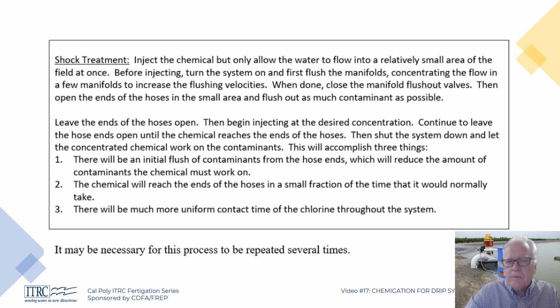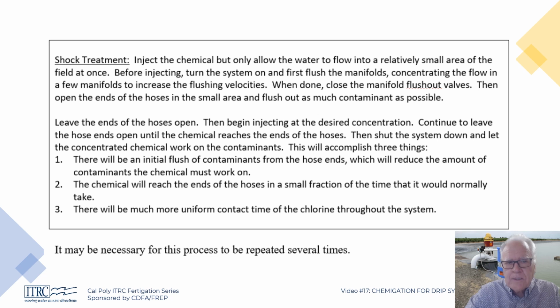And so once the chemical reaches the ends of the hoses, you shut the system down. Now, if you're doing acid, that's pretty easy to do. You go out there with a pH indicator, and when the pH suddenly drops, you say, well, the chemical reached here. Once you notice that, you close off the hose ends, and now this chemical is pretty evenly distributed throughout the whole hose and all the emitters. Of course, there are multiple hoses. And then you go up and you shut the system down.